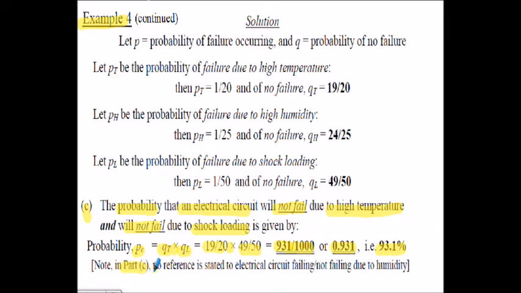Notice in part C, no reference is stated to electrical circuit failing or not failing due to humidity. So this is not to be considered in the calculation. There is no QH or pH in the calculation.